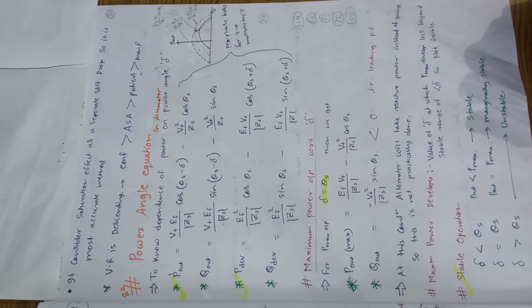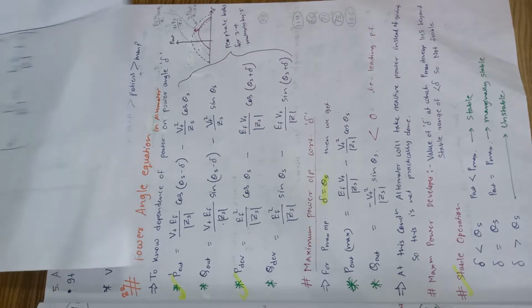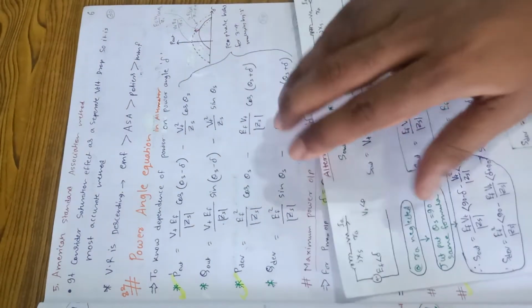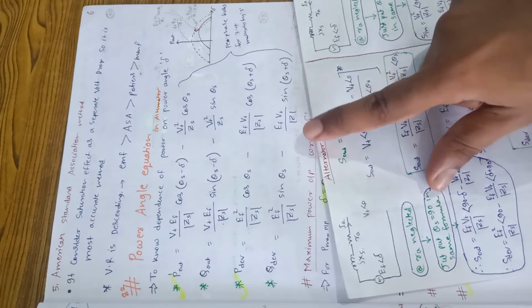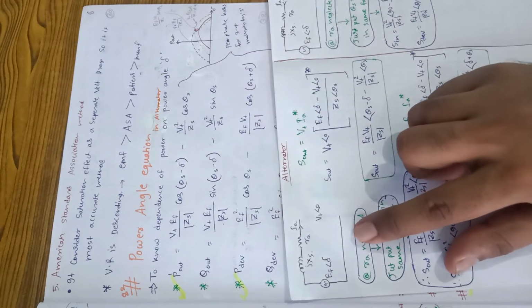Now let's study the power angle equation in alternator and motor. In the power angle equation we study the dependency of power on the power angle delta, and the equation is derived in such a way that armature current does not appear in it. The power angle equation of alternator and motor seems to have lengthy equations, but we can easily derive them in exams also. Let's understand how easy it is.